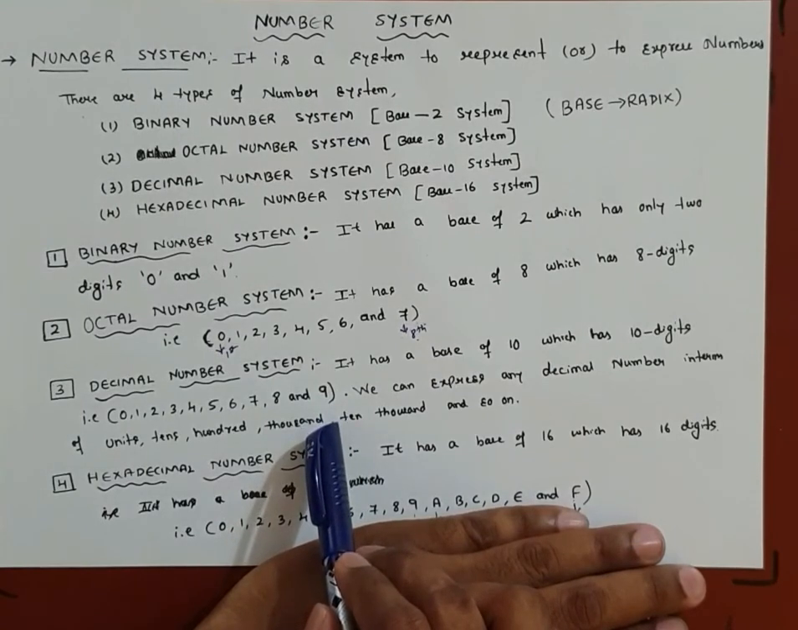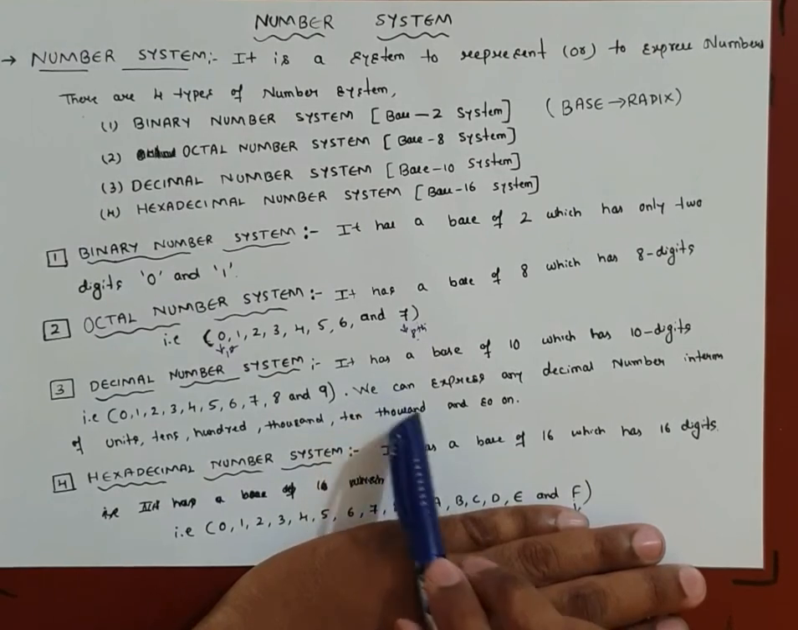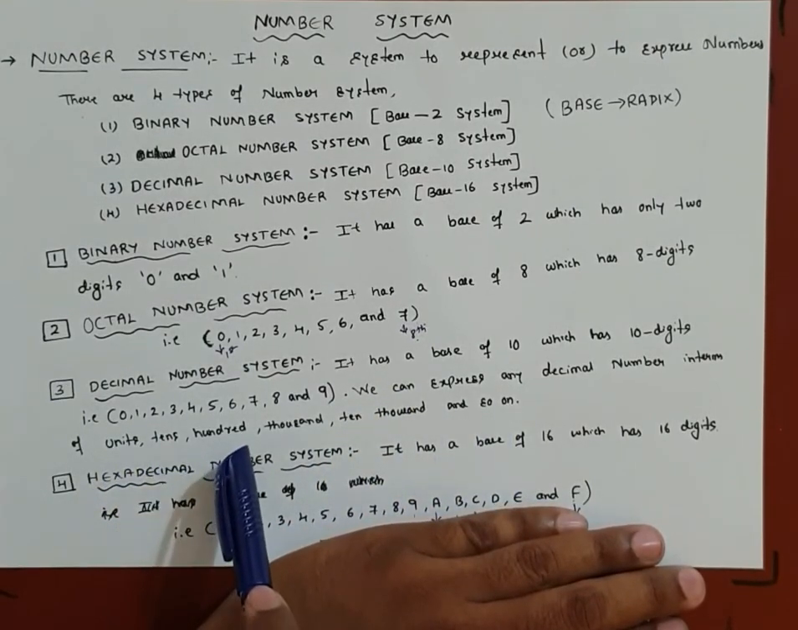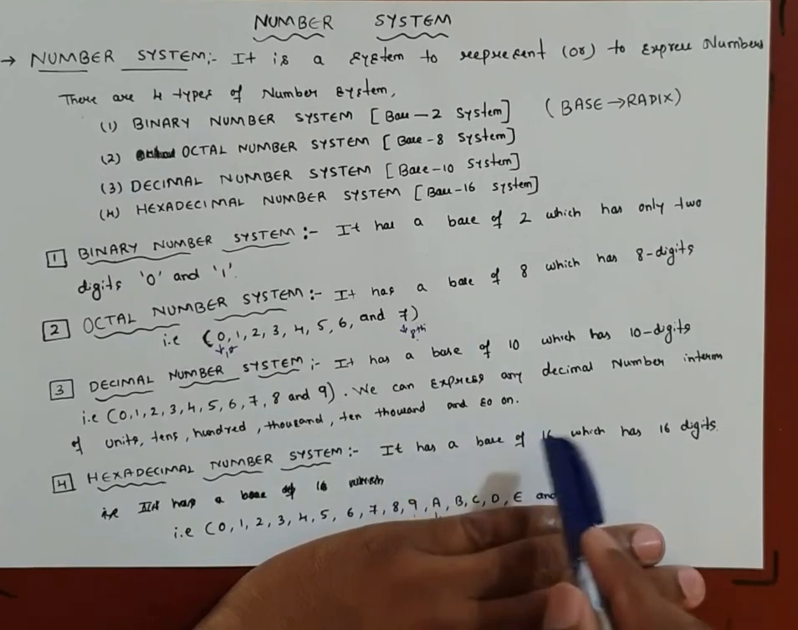Total we are having 10 digits in the given decimal number, and this decimal number we can express in terms of unit, 10, 100, 1000, 10,000, lakhs, 10 lakhs and so on.